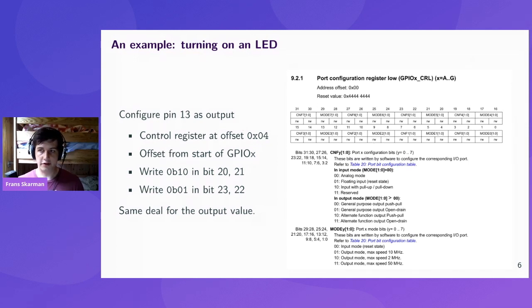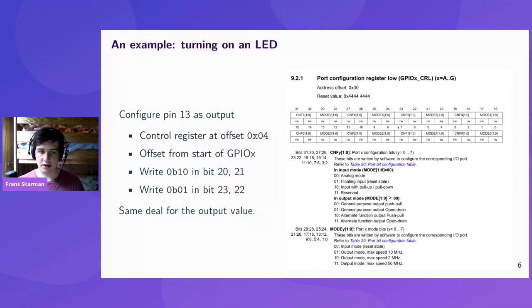We have a control register for the pin, or for the pins in a bank, a GPIO bank, and that's offset by 4 from the start of that GPIO peripheral. So we have an address to the peripheral, and then we want to offset that to get the control register. Then we want to write some values to that register.